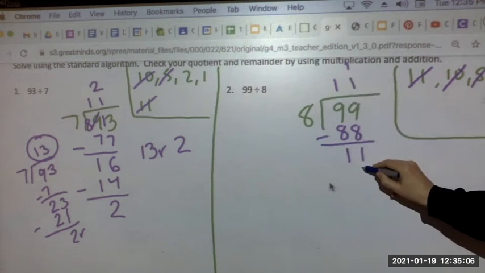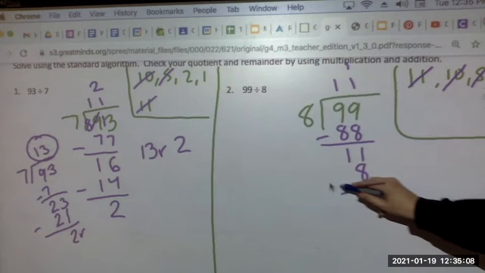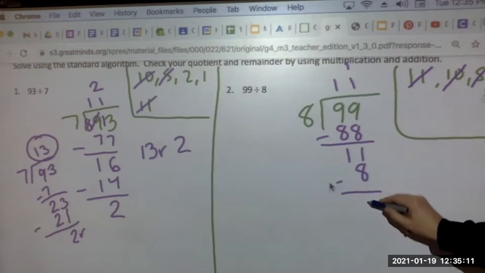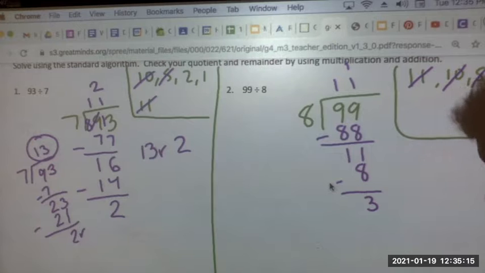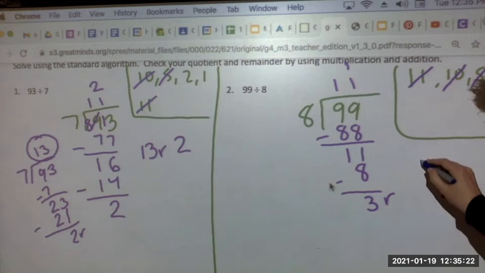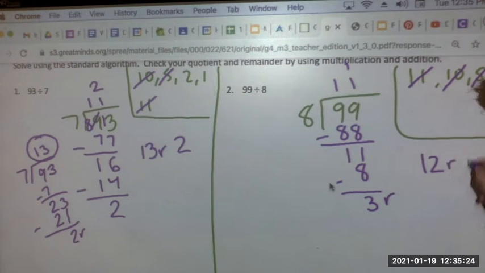8 times 1 is 8. Subtract. 11 minus 8 is 3. 3 is less than 8. So that means this is a remainder. Okay. Your answer would be 12, remainder 3.